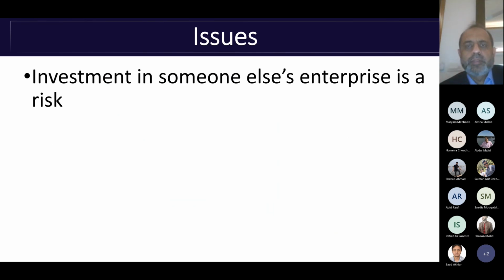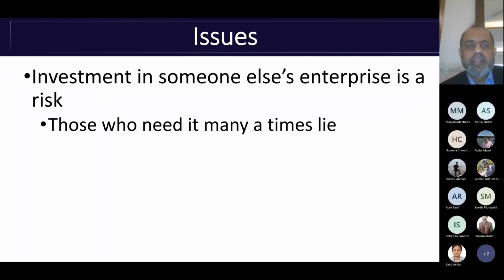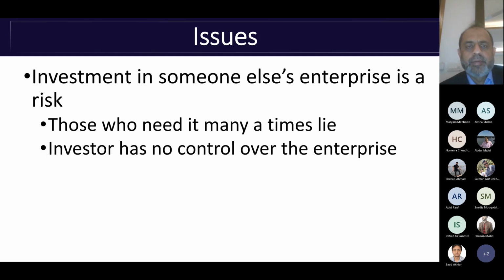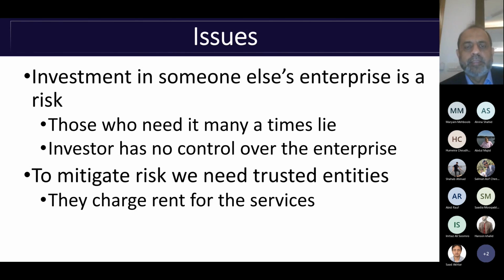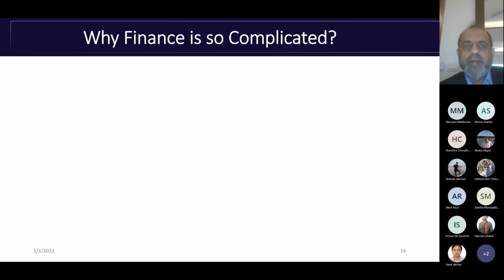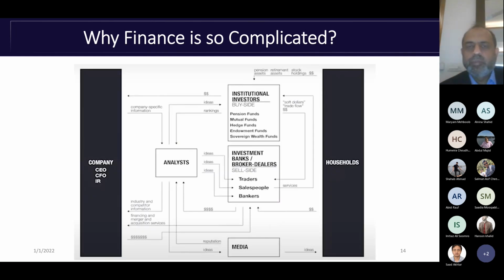So why are there risks? Because you are just investing in someone else's enterprise. Usually those who need the money lie, or even if they don't, they are themselves not aware of the risk, and then you have no control over the enterprise. You can just watch whether it performs better or not. To mitigate the risk today, what people do is trust a central entity that charges for its services. So why is finance so complicated? Because there are so many entities and you have to decide where you intend to invest.